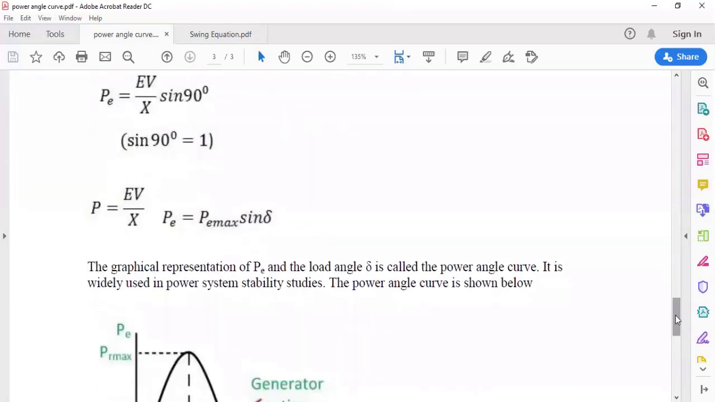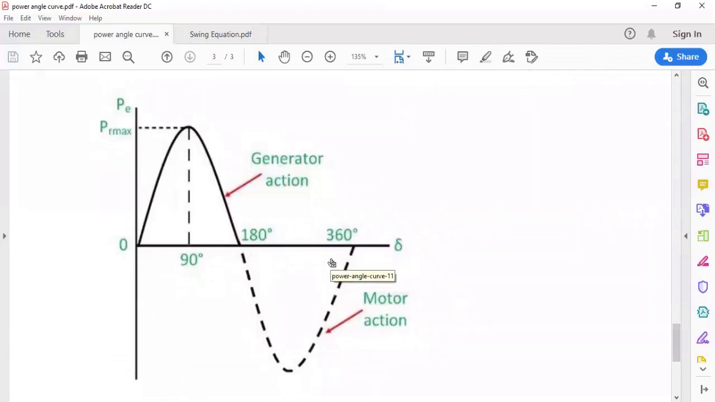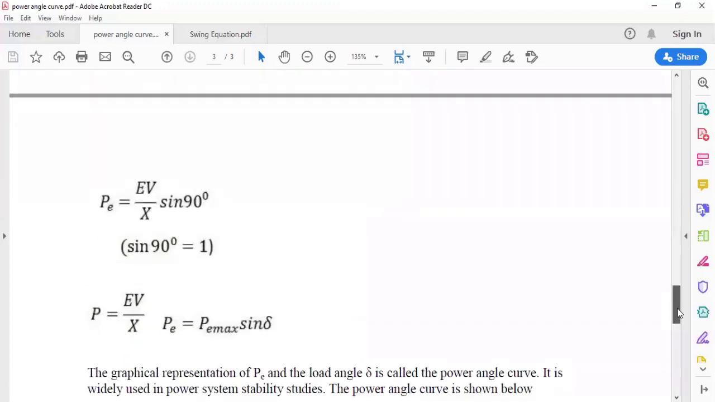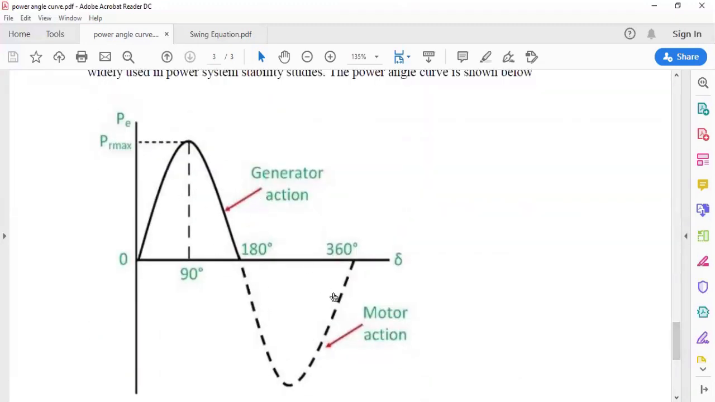Now here is the graphical representation. Here you see for 90 degrees, this is maximum, at 180 again 0, and on this side it is coming negative. Negative means this is the motoring action. As I said, if we see this one, current is going in this way, meaning negative, so the machine is absorbing power from the system. That's why it is motoring action. When it is generating, the power is positive, so in the curve this is the generator action and this is the motor action.